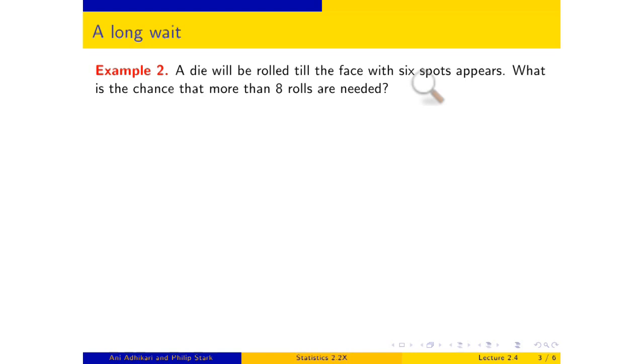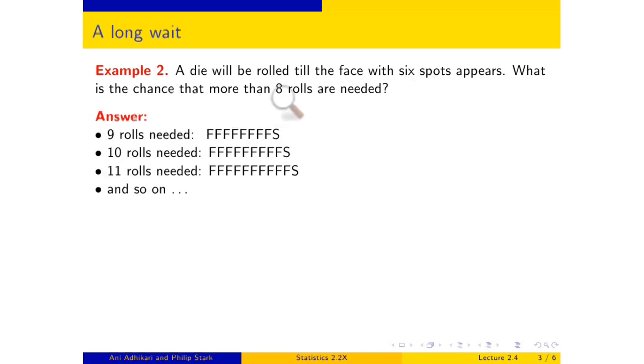I think so. We can start writing patterns, can we not? More than 8 rolls. So the smallest number we're allowed is 9. So 9 rolls needed for the first 6. That means I have to have 8 failures followed by a success. Could be 10. 9 failures followed by a success could be 11 and 12 and so on. And where do I stop? Unfortunately, I'm not allowed to stop. This thing goes on and on and on, and so you have infinitely many terms.